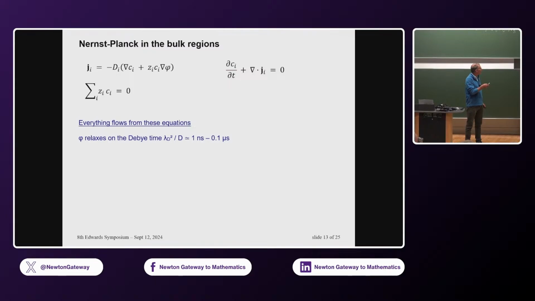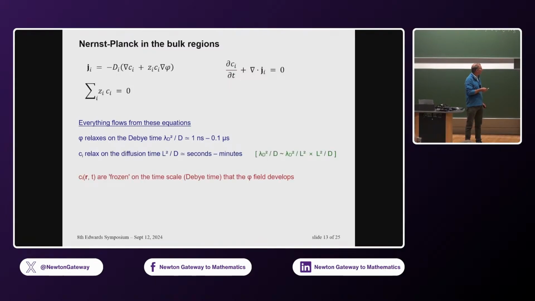So everything I'm going to tell you follows from these equations. And the way to think about them is that the electrostatic potential, or the space charge, which is minuscule, relaxes extremely fast, on a time scale which is a Debye time. It's extremely short compared to the time scale on which the concentration fields themselves relax. So you can view the concentration fields as essentially frozen on the time scale that the electric fields develop. And that means we can use a quasi-static approximation.